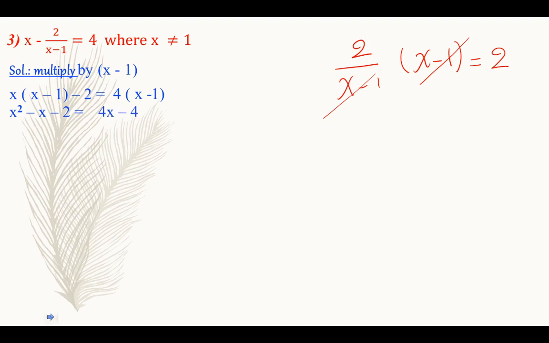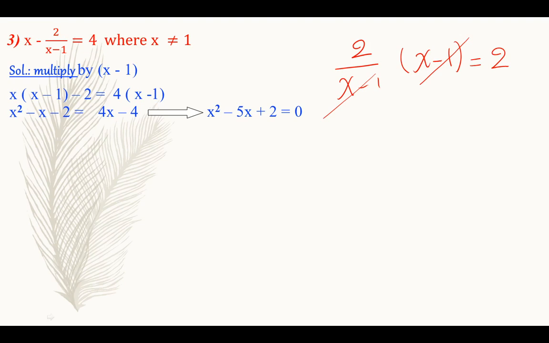Let's put it in the standard form of the quadratic equation. So 4x minus 4 will go to the other side. We will have x power of 2. Here we have negative x, and 4x goes to the other side as negative 4x, so the result will be negative 5x. And we have negative 2, and negative 4 goes to the other side, so it will be negative 2 plus 4, which equals 2.